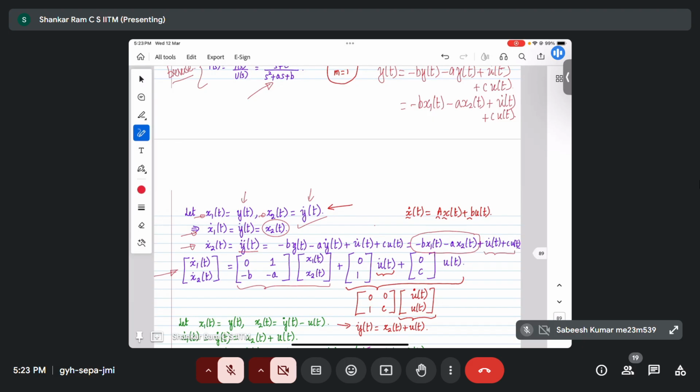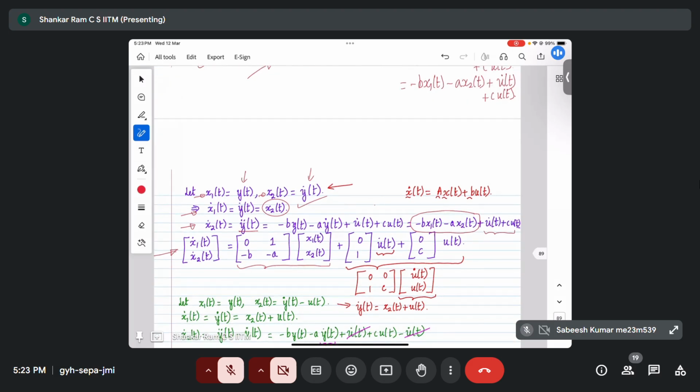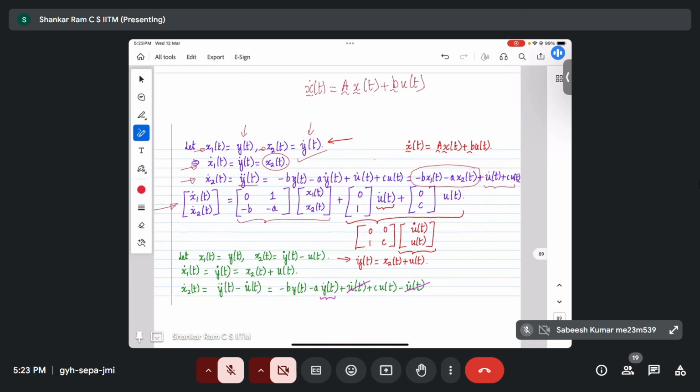But now there is an issue, right? What is the standard state space representation? It is x dot equals ax plus bu, right? Do we see u dot here? No, right? Then what happens? How do I resolve this? That's where things become interesting.